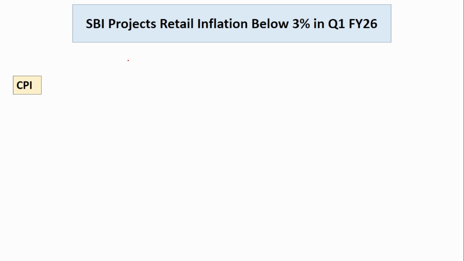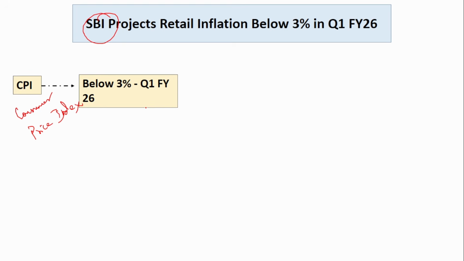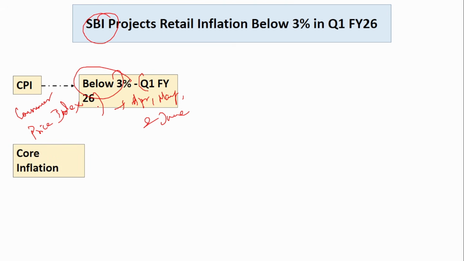The next is about the retail inflation projection by the State Bank of India. We know that inflation in India is measured based on an index called CPI, that is, the Consumer Price Index. Using this index, we measure our retail inflation. So SBI has projected that in Q1 of financial year 26, that is April, May and June, the inflation will be below 3%, which is a very desirable number.